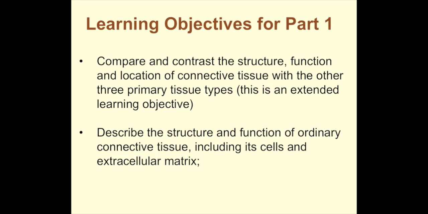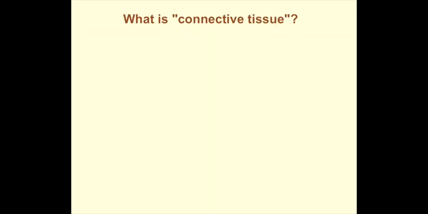Now this is an extended learning objective, meaning that it extends not only to today's recording but also to the rest of the tissue lectures: the previous epithelial tissue online modules, as well as the lectures you'll have on muscle and nervous tissue. So it's quite an extended learning objective over the course of this semester. And you should be able to describe the structure and function of ordinary connective tissue, including its cells and extracellular matrix. So let's get started.